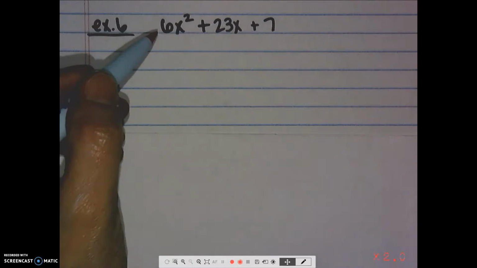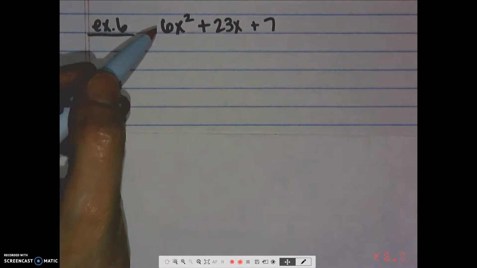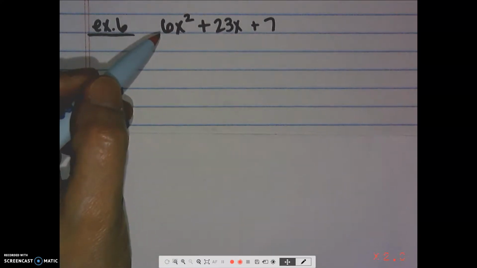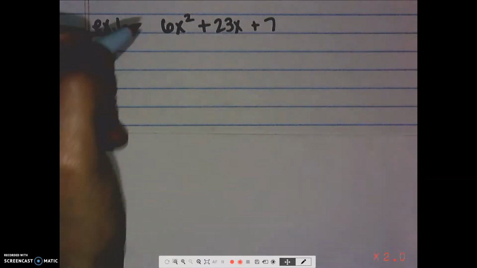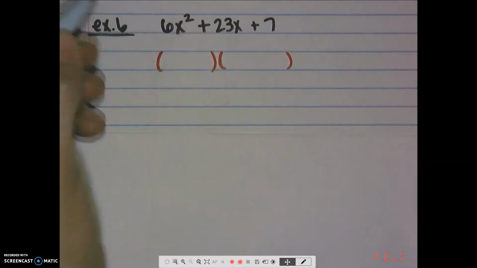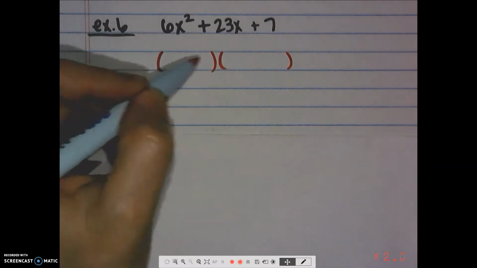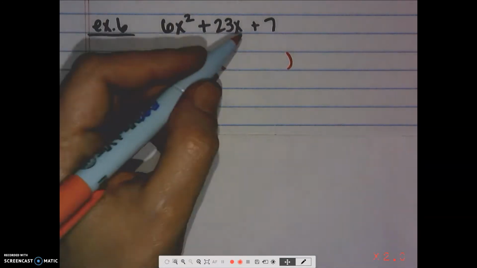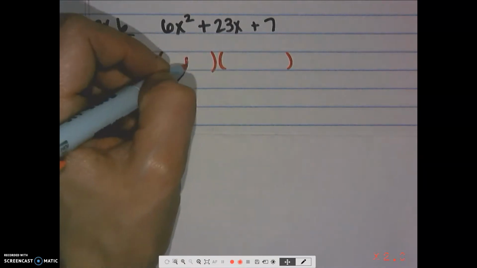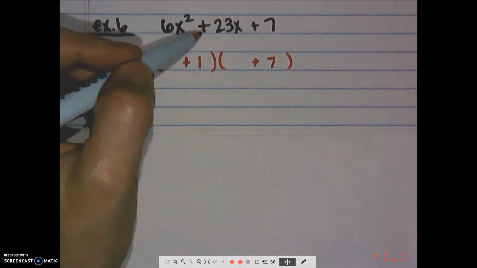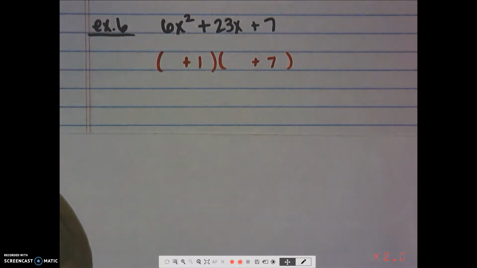So for this question, we have 6x squared plus 23x plus 7. This is the first question where we have a composite number as the leading coefficient. Okay, so all of the other ones have had prime numbers of 2, 3, or 5 so far. So it could be the case that it's 6x and x, or it could be the case that it's 3x and 2x. So I'm actually going to start with the fact that we have a 7 in the back. We know this should be plus 1 and plus 7. That's the only way to get 7. If we have plus plus, we know they're both positive.